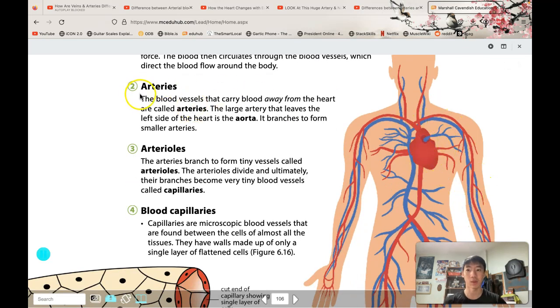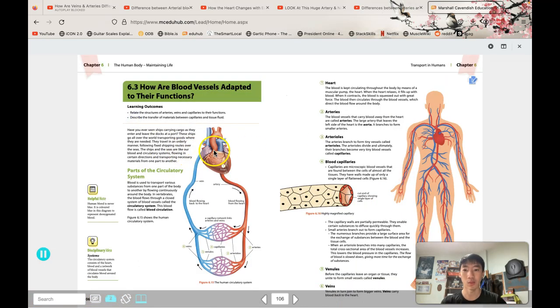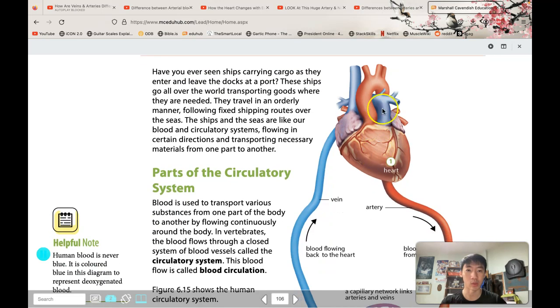Let's talk about arteries now. The blood vessels that carry blood away from the heart are called arteries. The large artery that leaves the left side of the heart is the aorta. It branches to form smaller arteries. Now, when we are looking at a picture of a heart, we must be reminded that this is a mirror image. If you were to split this heart into 2, like we draw an imaginary line, we will call this area your left side. Although in the book or on the screen it looks like it's on the right, you must remember it's a mirror image. So this is actually the left side of the heart, and this is actually the right side of the heart.